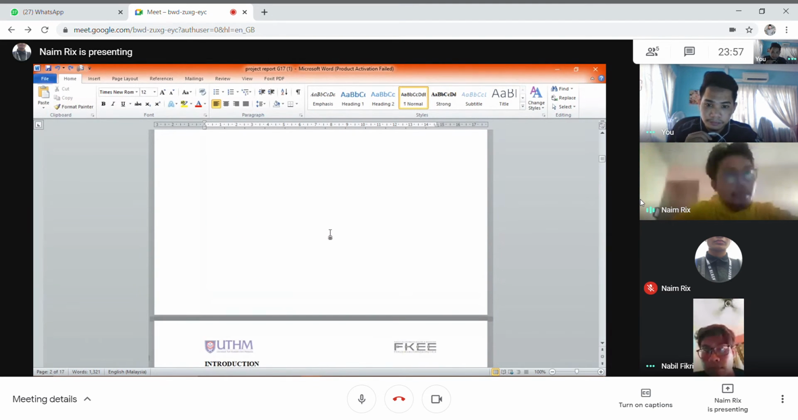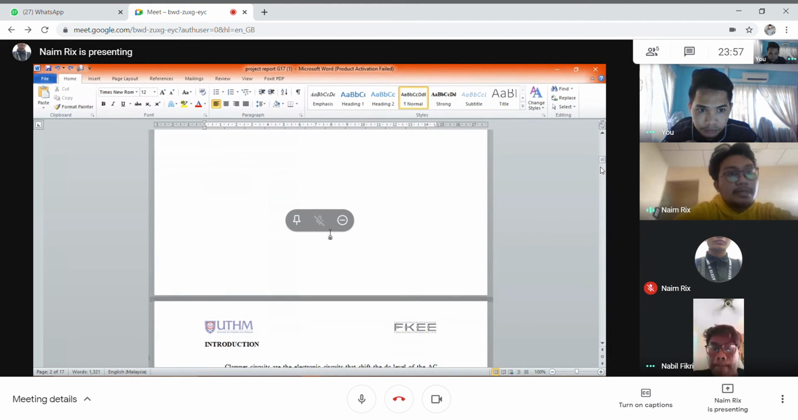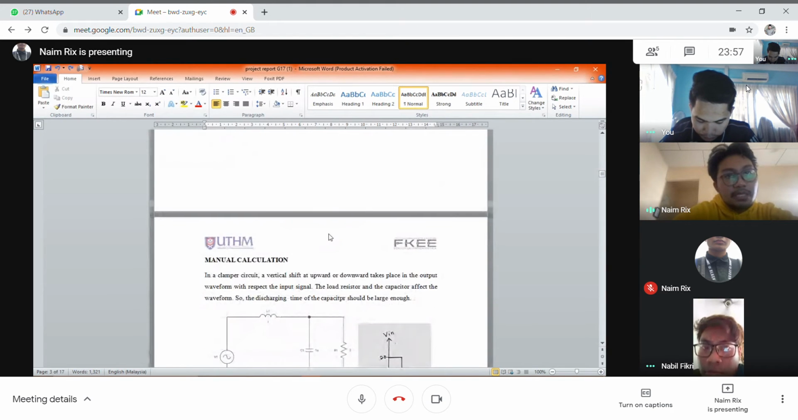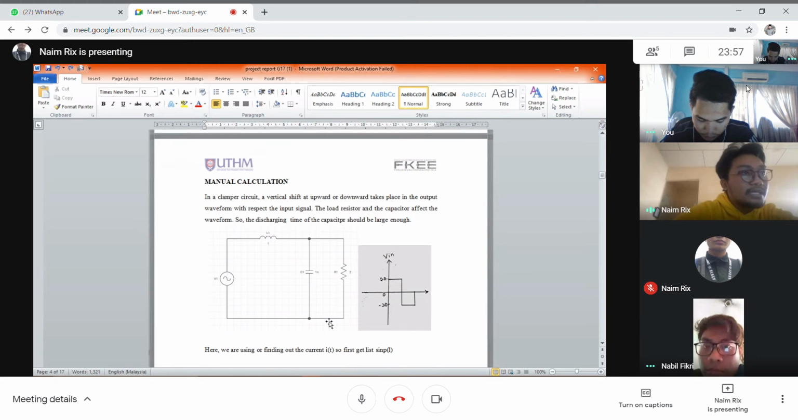Assalamualaikum warahmatullahi wabarakatuh. My name is Aidul Zaid. My matric number is CE190070. So today our group would like to present our manual calculation based on our circuit. So this is our circuit, and this is our input voltage for our circuit.